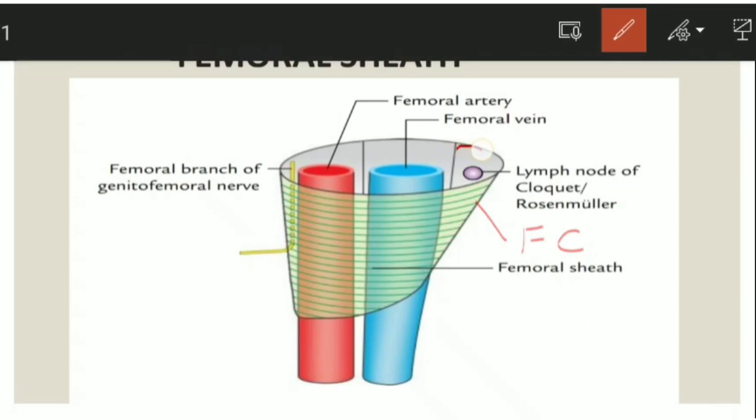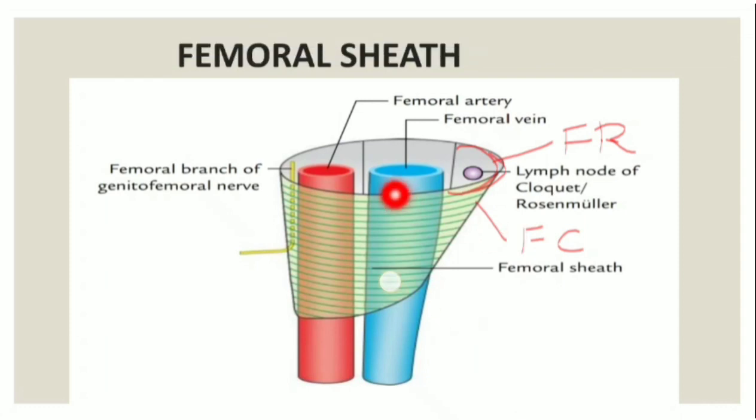So this ring I will say it as the femoral ring. Don't forget, my students. Most of the students, all the students, will always confuse what is the femoral sheath, what is the femoral canal, and what is the femoral ring. Very briefly, the femoral sheath is nothing but the covering of the vessels once they pass from the abdominal cavity to the lower limb.